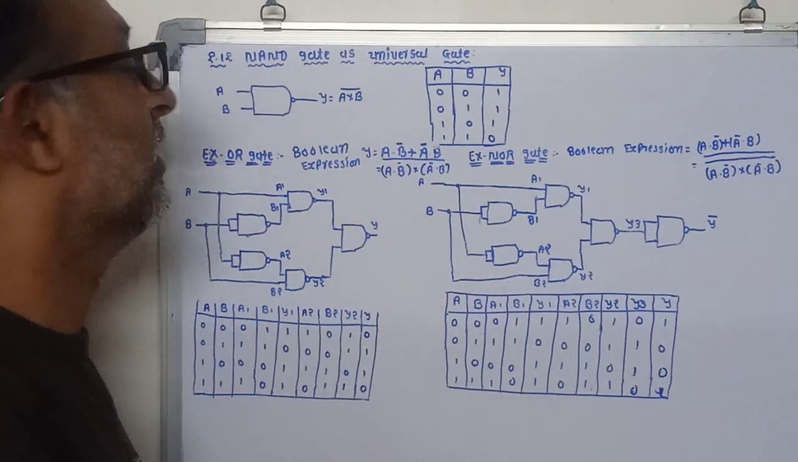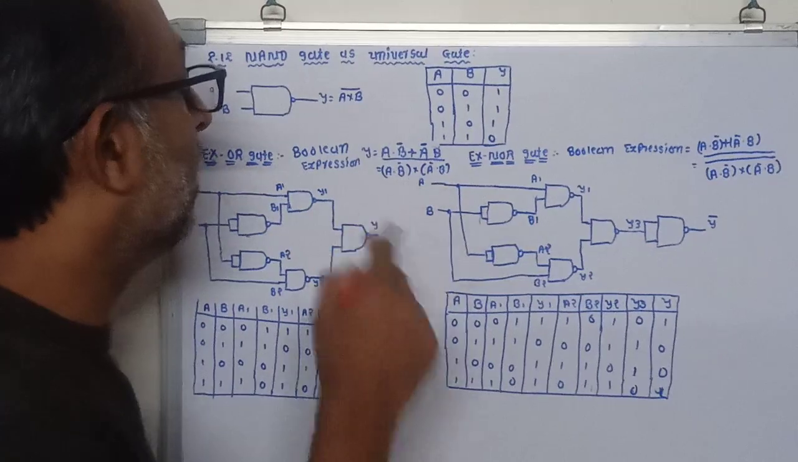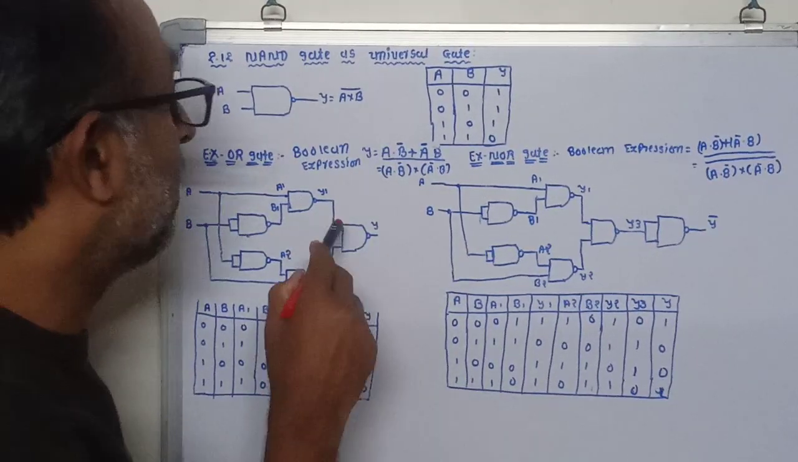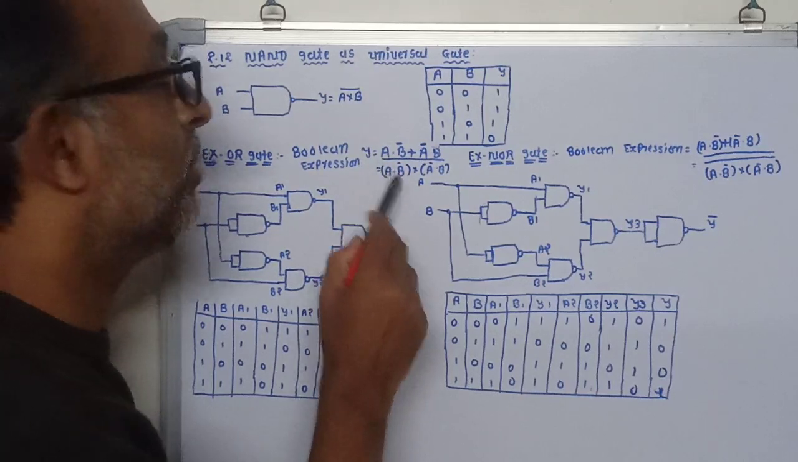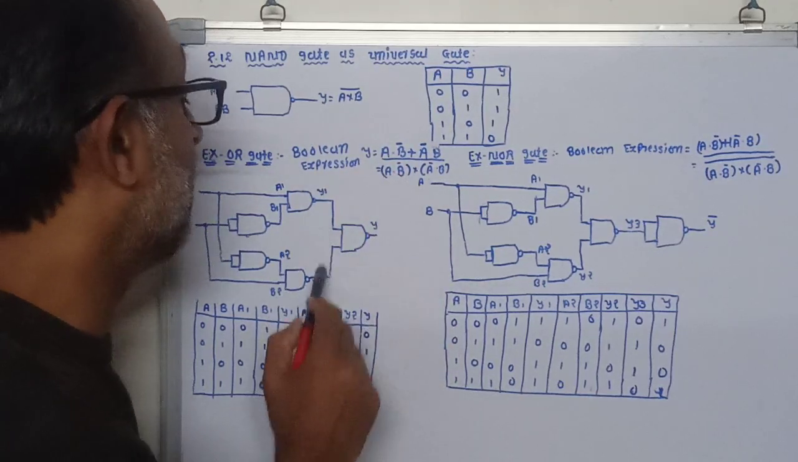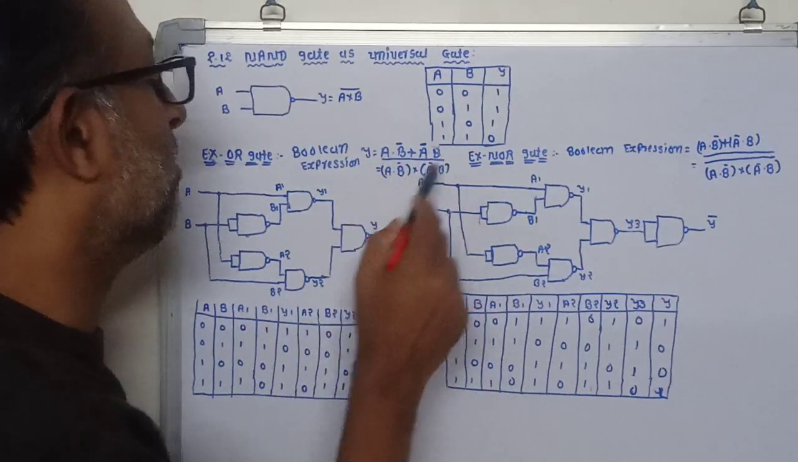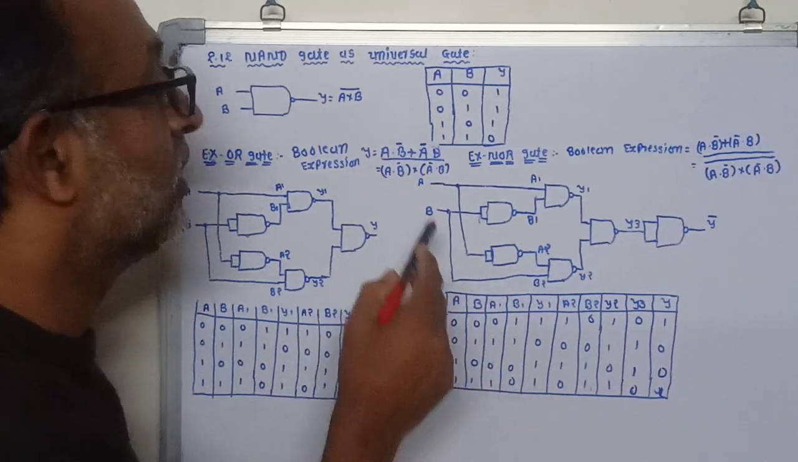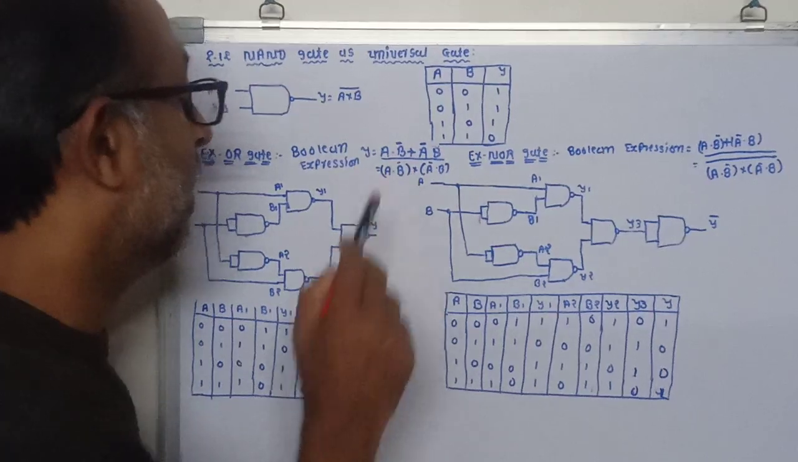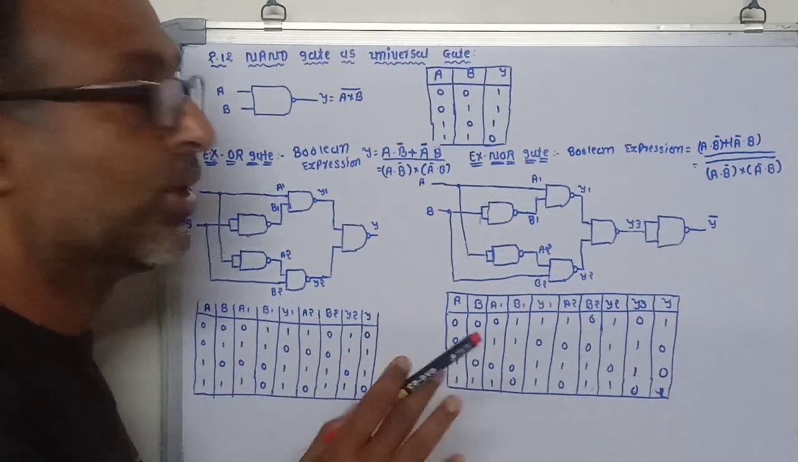Now this needs to be multiplied. For that we are using this NAND gate, which provides the multiplication operation on these two outputs Y1 and Y2, but we also require the bar. We have already seen that the output of a NAND gate is inverted, so here you will get the output. So it is most important.